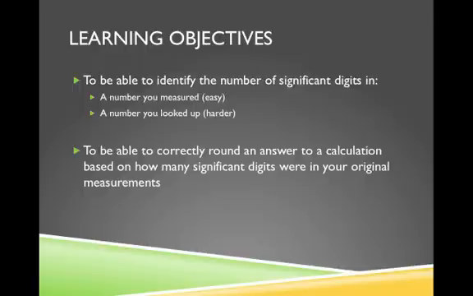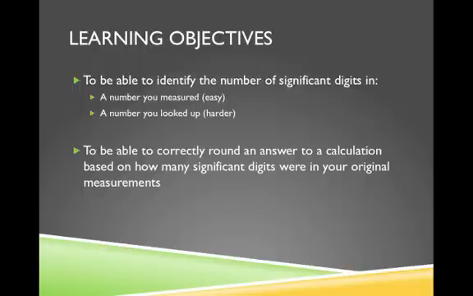Let's go over some quick learning objectives. First thing you need to be able to do is identify the number of significant digits in two places. Any type of number, and those numbers I think come in two categories. Numbers that you measured. Now, significant digits are digits that come from measurements, so these end up being very easy. You know which digits were measured. When you look up numbers, however, you don't have that same kind of knowledge, and we need to have some rules. So looking at significant digits in numbers that you looked up is a little harder to do.